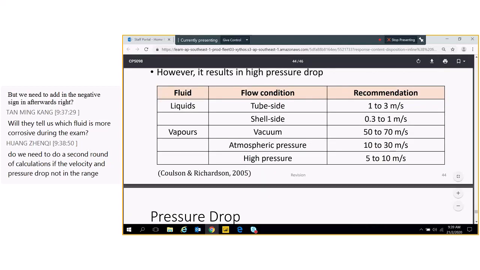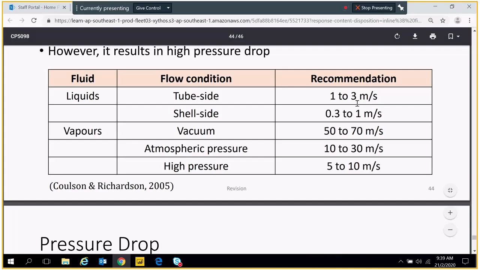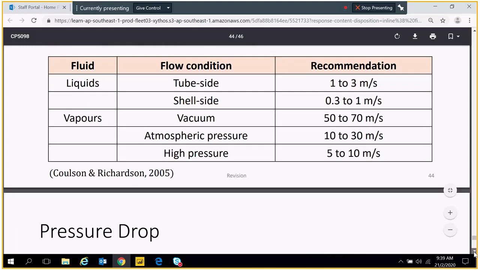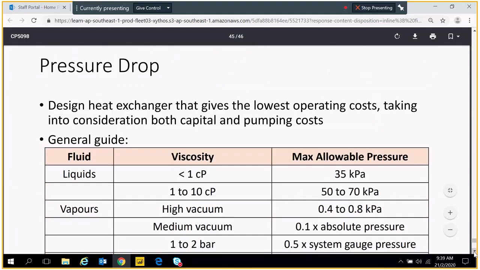All right, again, you need to memorize this recommendation: tube side, shell side. Not so much vapor. Focus more on the liquid, tube side and shell side. Look at the range here. For liquid, all right, viscosity should be less than 1 cp. Maximum allowable pressure drop. This is for the entire heat exchanger. For the liquid, entire heat exchanger. It's not per meter. It's for the whole heat exchanger.